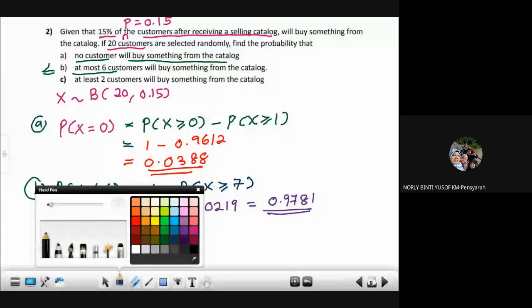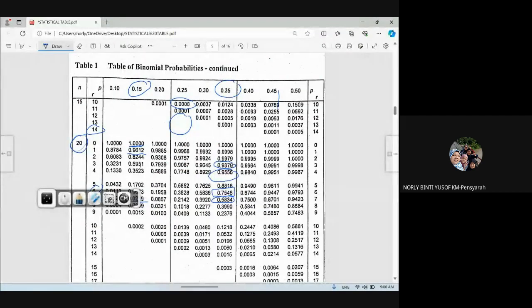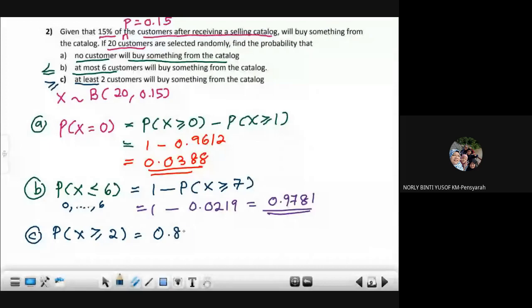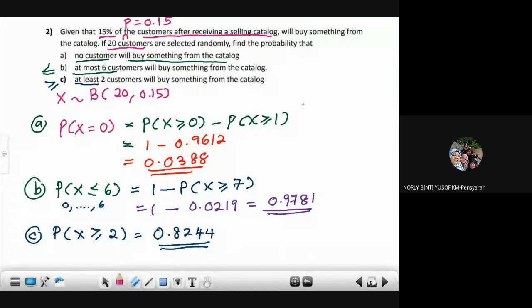Okay, and then last C, at least. So at least simbolnya adalah greater or equals to. So probability for at least greater or equals to 2. So boleh baca tak? Boleh, sebab simbol greater than kan. So 2 kat sinilah. 2, 20 dengan 0.15. 0.8244. Satu bila baca table tu sekejap je dapat, dengan syarat you tahu P you berapa, N you berapa untuk you baca dekat R. So itu nilai 0.8244.